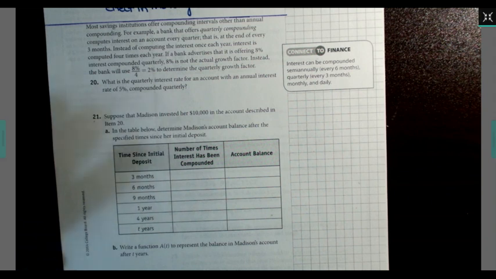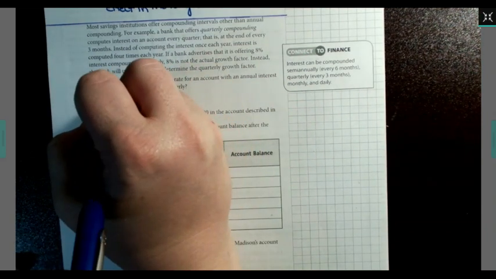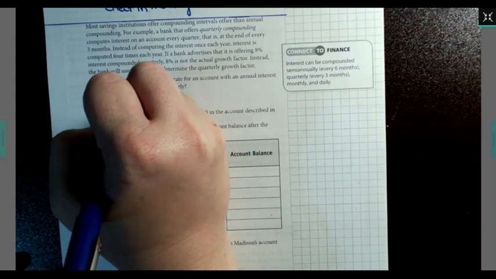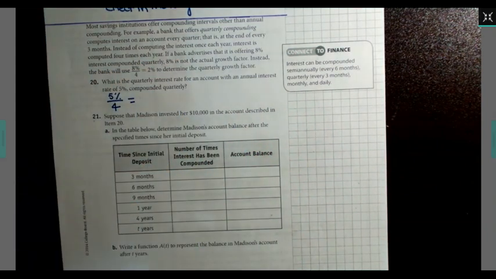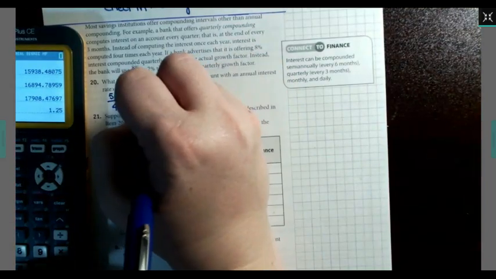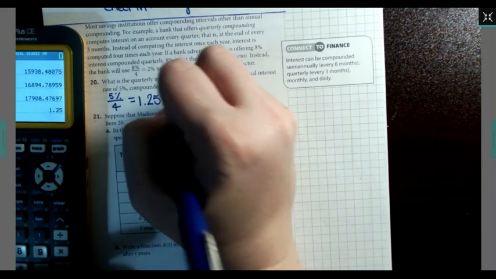Number 20. What is the quarterly interest rate for an account with an annual interest rate of 5% compounded quarterly? So if that were the case, we would do 5% divided by 4. And 5 divided by 4 would make that 1.25%.